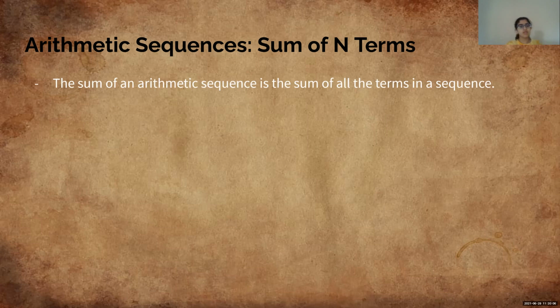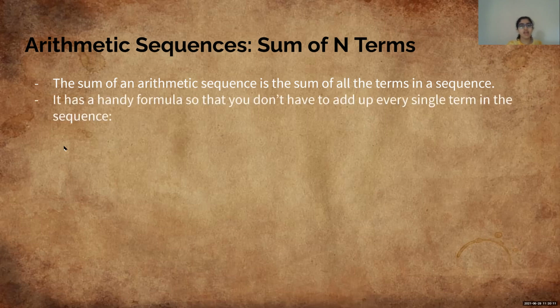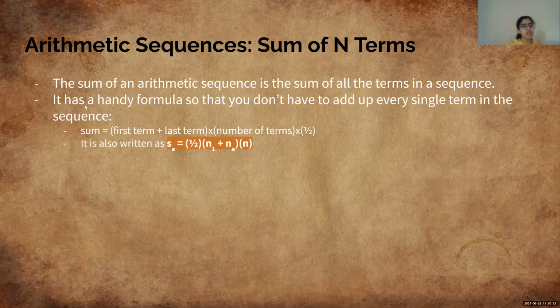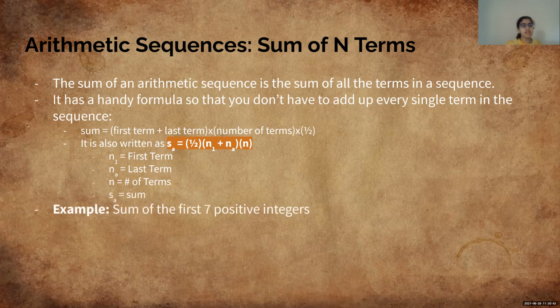The sum of an arithmetic sequence is the sum of all terms in the sequence. It has a handy formula, so you don't need to add up every single term. The sum is equal to the first term plus the last term, times the number of terms, divided by 2. So the sum of the first n terms, S_n, is equal to half multiplied by the sum of the first and last terms multiplied by the number of terms, where a_1 is the first term, a_n is the last term, n is the number of terms, and S_n is the sum.